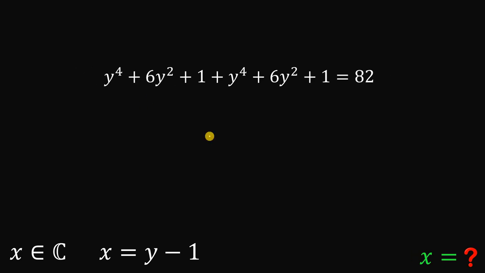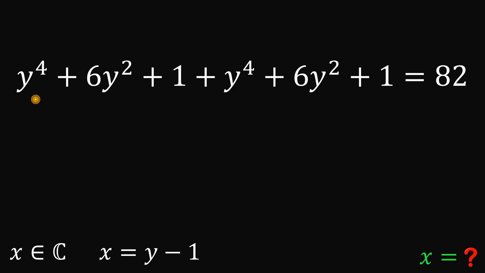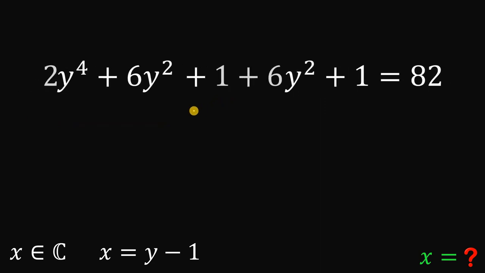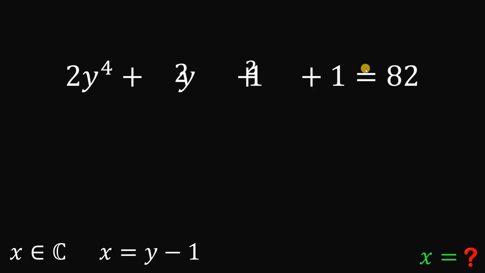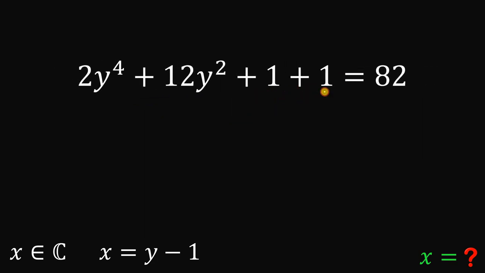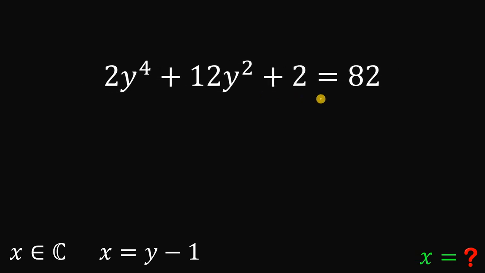And now, let's focus on this result. Let's combine like terms. y^4 plus y^4 will give us 2y^4. And 6y^2 plus 6y^2 will give us 12y^2. Very simple. 1 plus 1 is just 2. And then, let's equate this to 0.